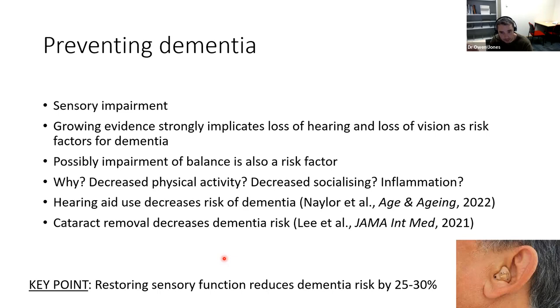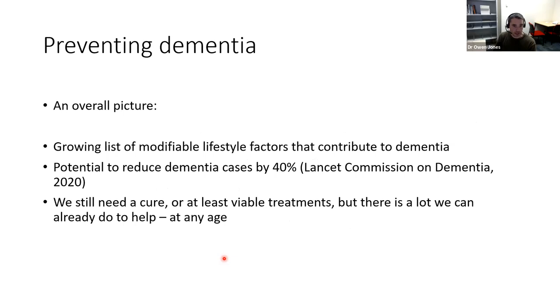So the overall picture here is that we have a growing list of modifiable lifestyle factors that contribute to dementia, and that if we were to address these lifestyle factors, we could reduce dementia incidence by 40% by the most recent estimates. Now that's massive. That's a huge amount. If we had a drug that did that, it would be considered a roaring success. But that's not to say that we don't need a drug. We still need a cure. We still need viable treatments. And we are working on that. There are many people around the world working on that. But there is a lot that we can do even without one at any age.